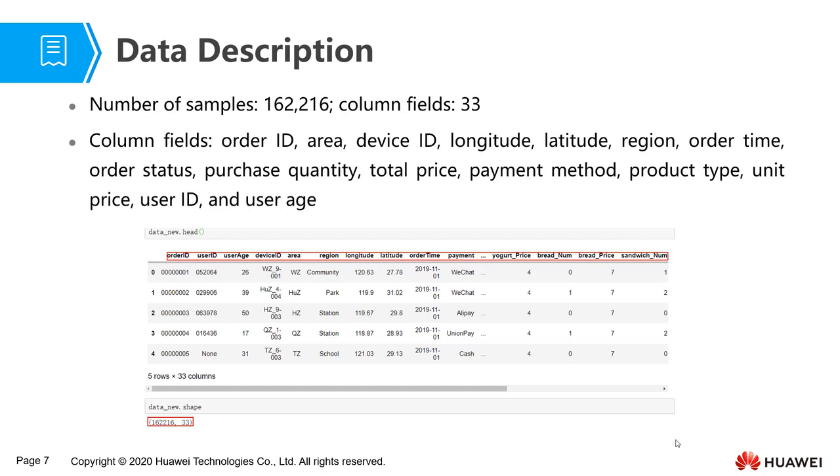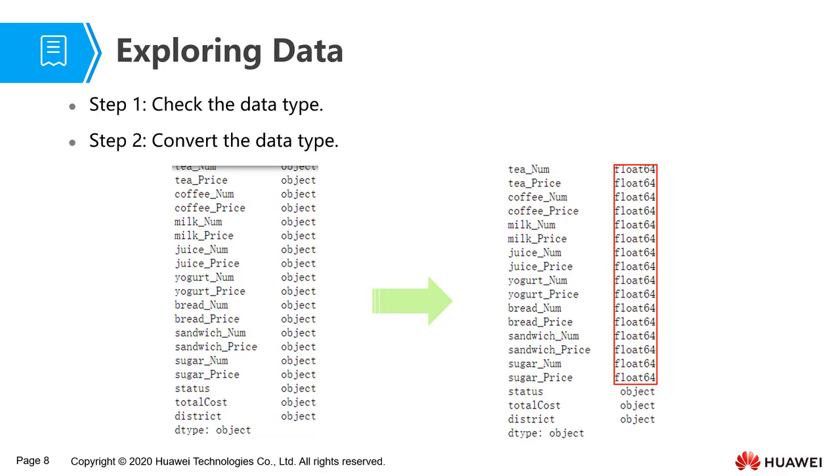From the data, we get about 16 million samples and 33 fields of information, including the order ID, area, device, latitude, longitude, region, order time, order status, purchase quantity, total price, payment method, product type, unit price, user ID, and user age. Based on the preliminary understanding of the data, we can see that most of the data is numeric. We need to further check the data type to see whether operations can be performed.